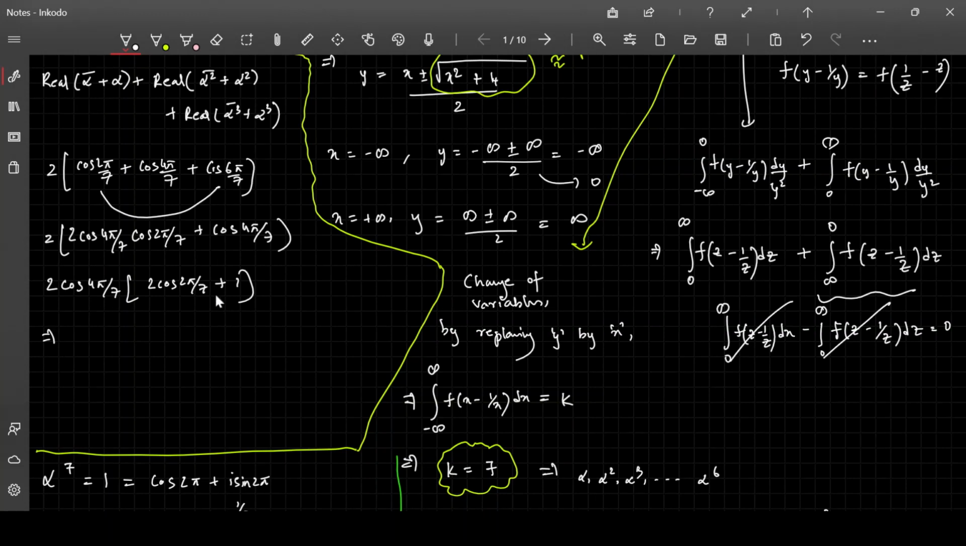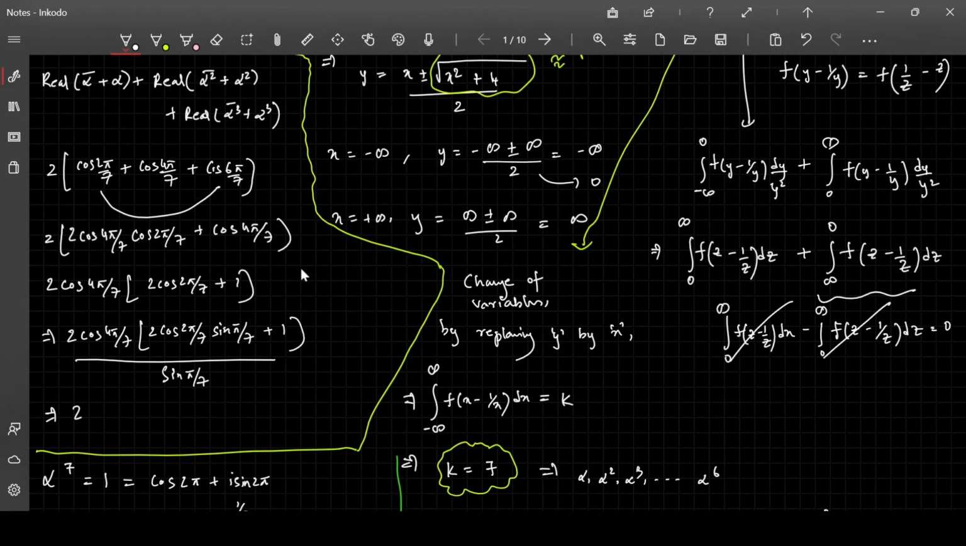So what we do is, let us multiply sin π/7 in the numerator and get that inside the bracket and the denominator also. So that leads to 2 cos 4π/7 into 2 cos 2π/7 into sin π/7 plus 1, and divided by sin π/7. And how can we write this? 2 cos 2π/7 and sin π/7 is basically sin 3π/7, so sin 3π/7 minus sin π/7.